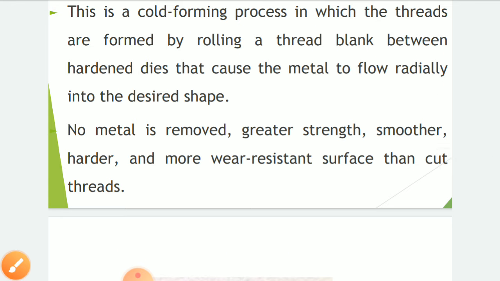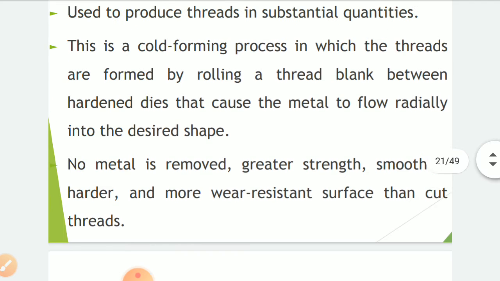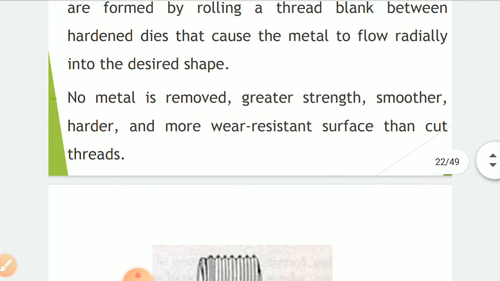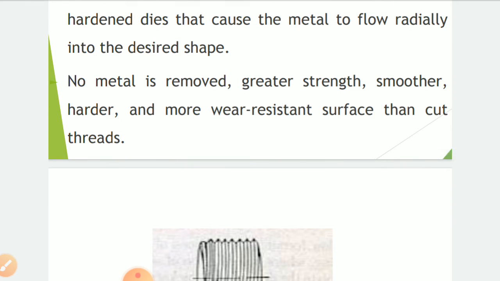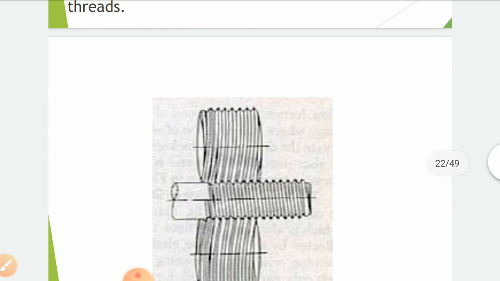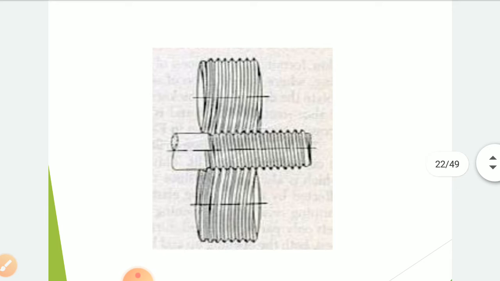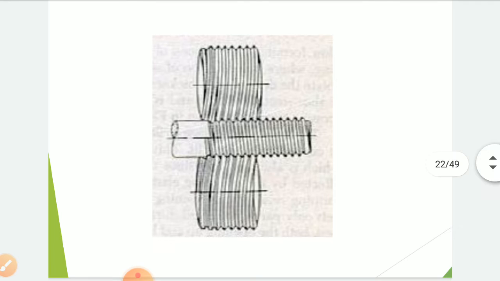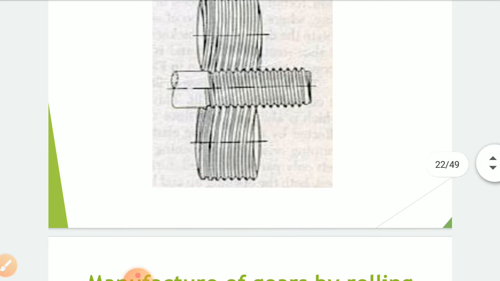So no metal is removed. Obviously there will not be any metal removal process, and this is simply getting some form of a thread on the workpiece. So look at this picture. This is how we can manufacture threads on a workpiece or on any bolt.